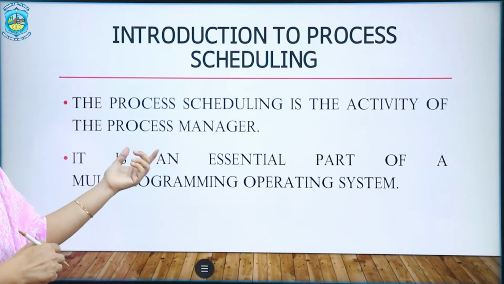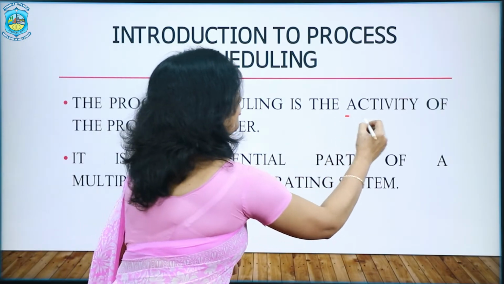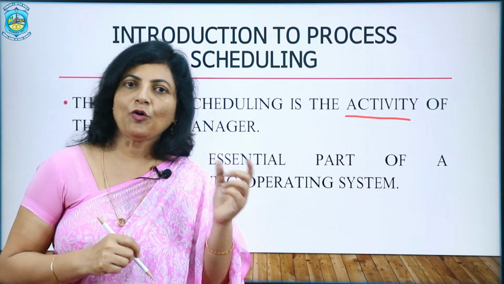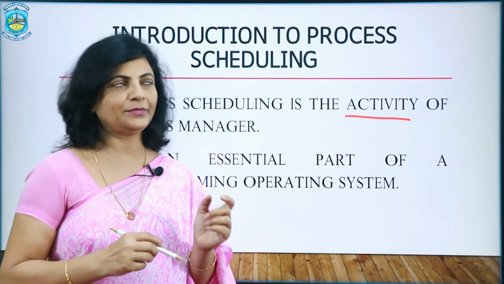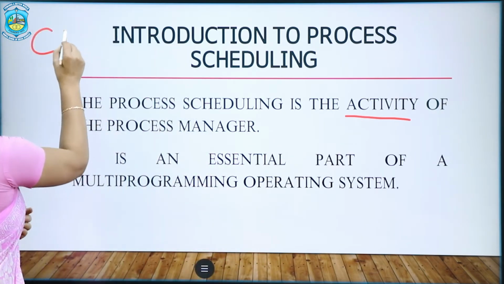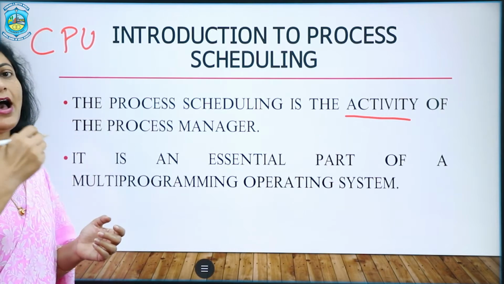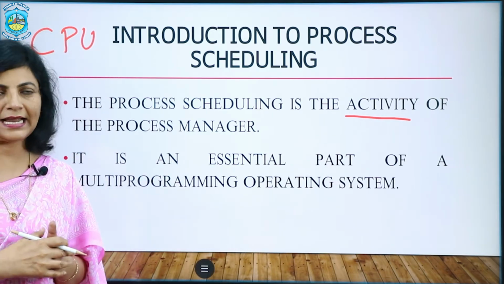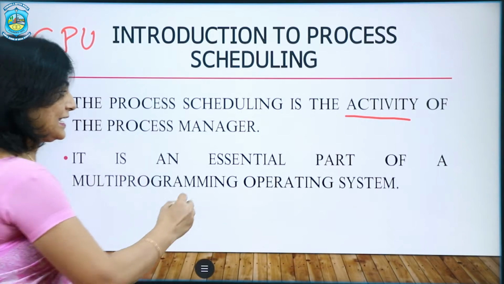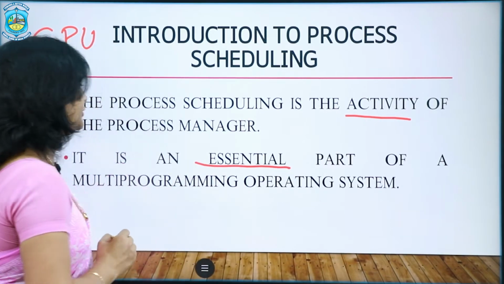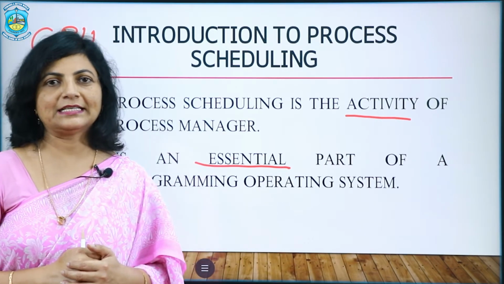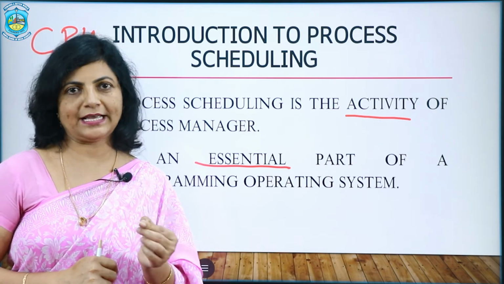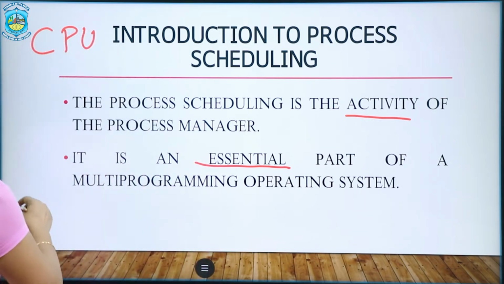Process scheduling is the activity of the process manager that handles the removal of the running process from the CPU and the selection of another process on the basis of some particular strategy. It is an essential part of a multi-programming operating system. Such an operating system allows more than one process to be placed in RAM.